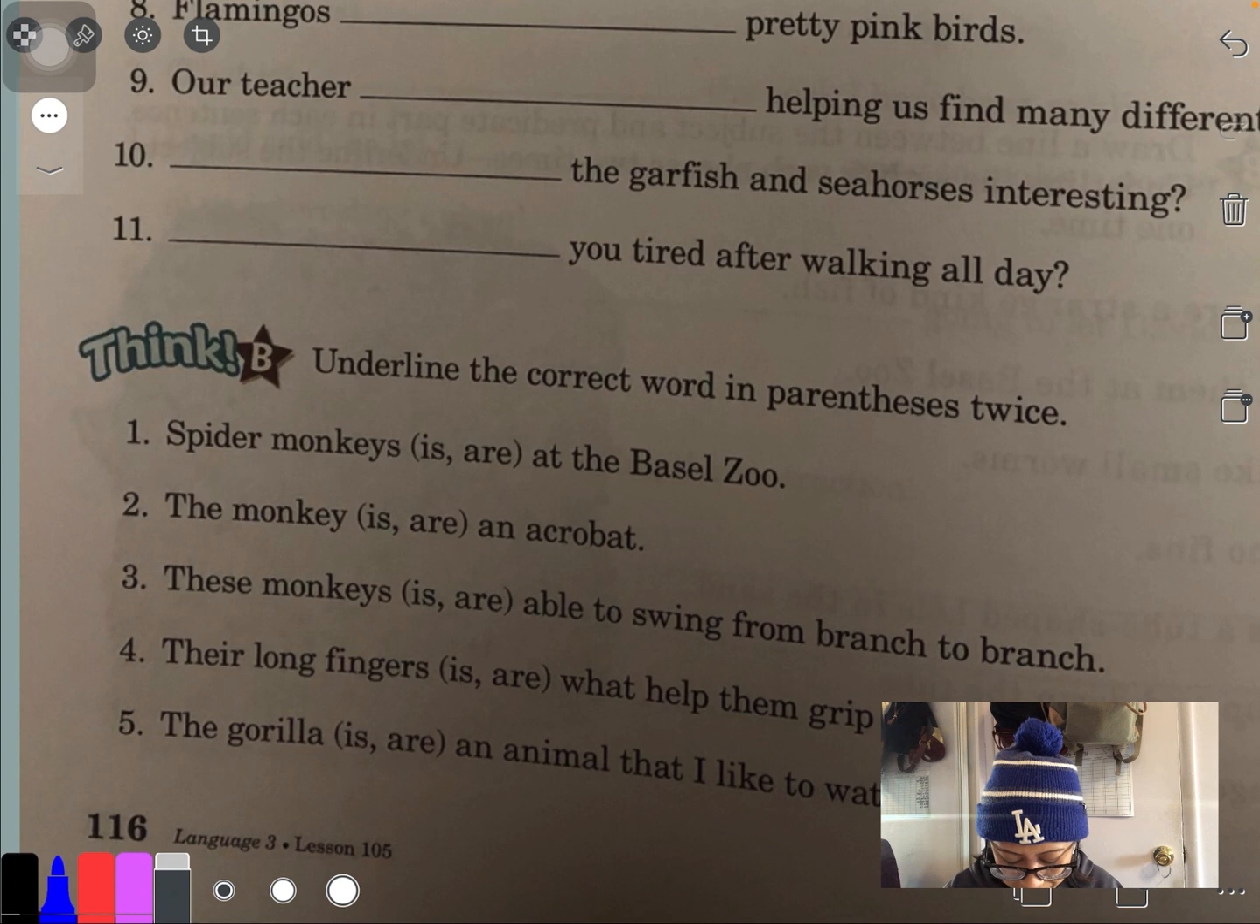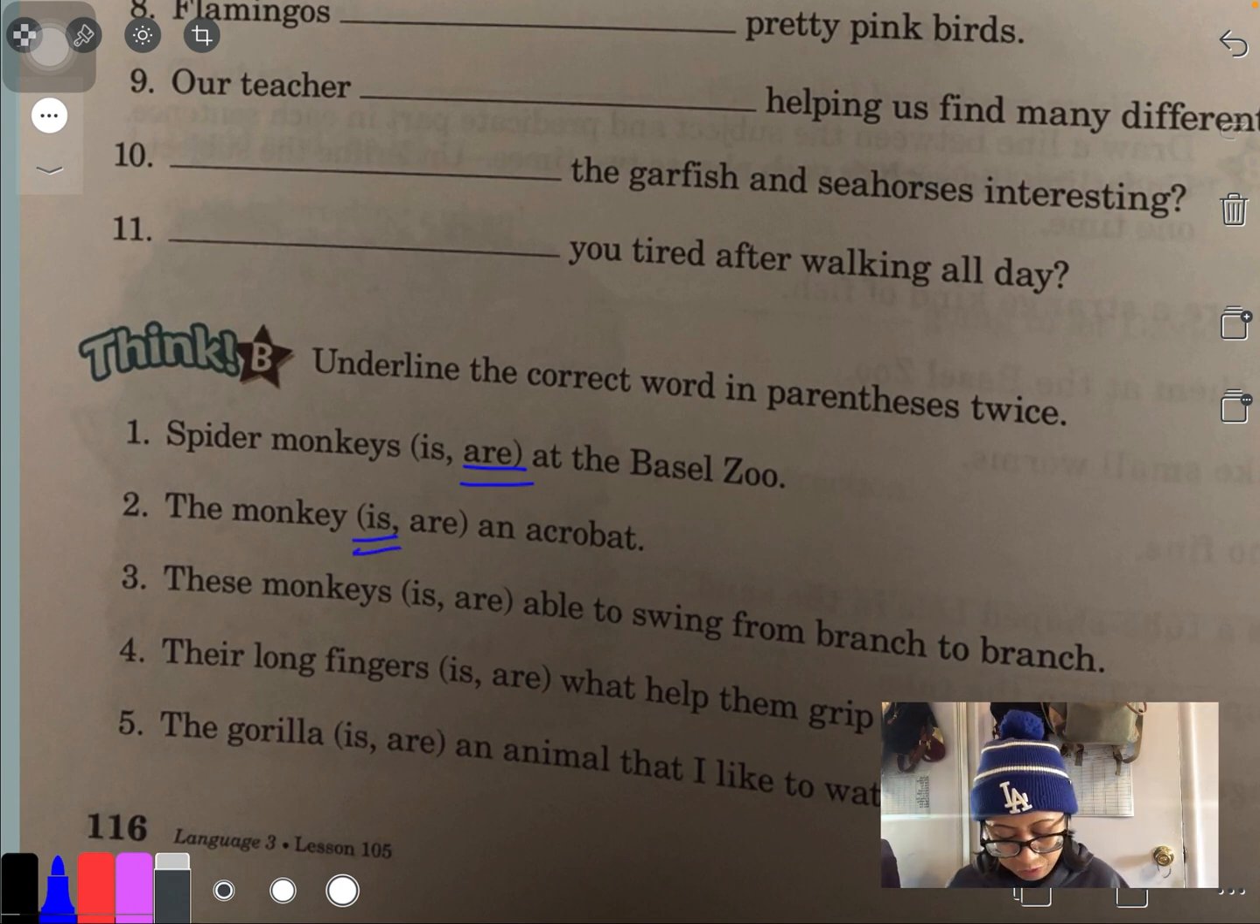Think B. Okay. Same idea. This time we're underlining the verb twice. Same idea in terms of level 5 thinking, where we judge the sentence and determine the correct answer. Same idea thinking in terms of reading out loud to hear the correct answer and developing our critical thinking skills. Number 1, spider monkeys is at the Basel Zoo, or spider monkeys are at the Basel Zoo. Okay, you heard it, right? I'm going to underline are twice. Okay, I'm going to do number 2, but we'll do the rest at our Zoom meeting.